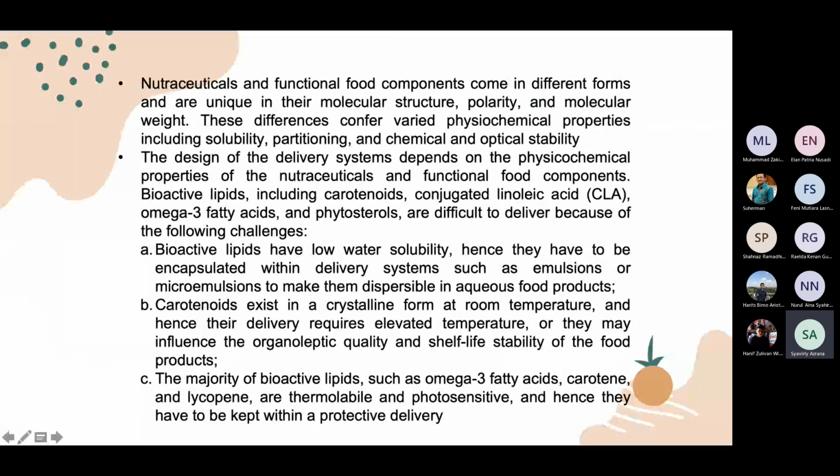Nutraceuticals and functional food components come in different forms and are unique in their molecular structure, polarity, and molecular weight. These differences confer varied physiochemical properties, including solubility, partitioning, and chemical and optical stability. The design of the delivery system depends on the physiochemical properties of the nutraceuticals and functional food components.